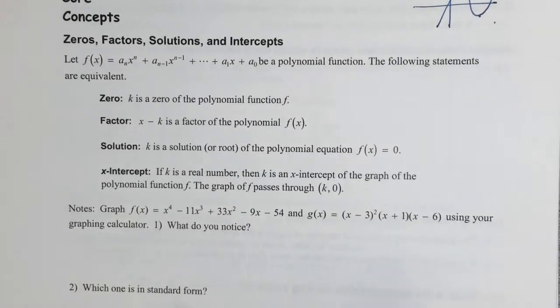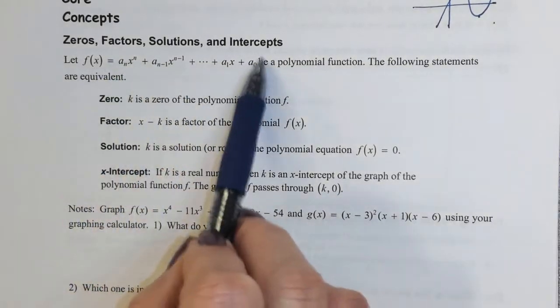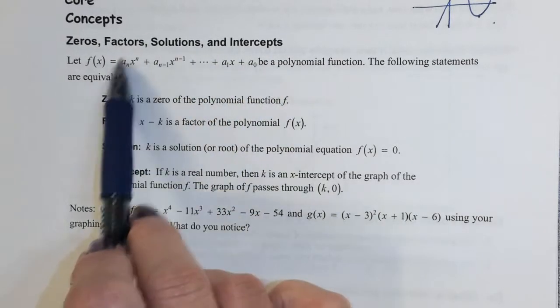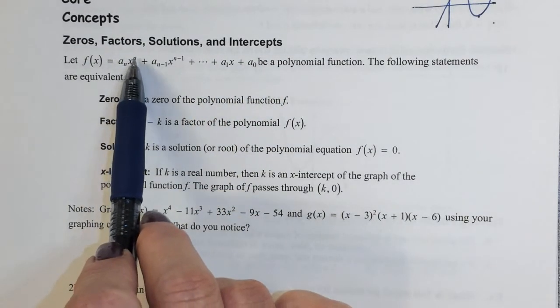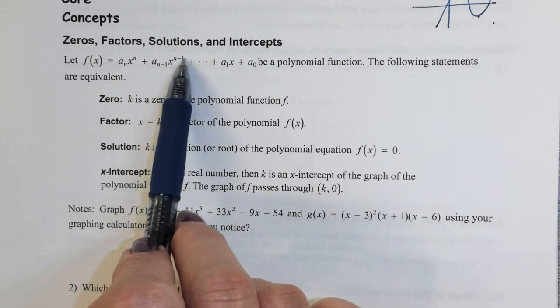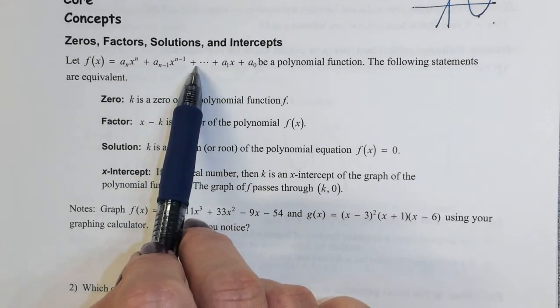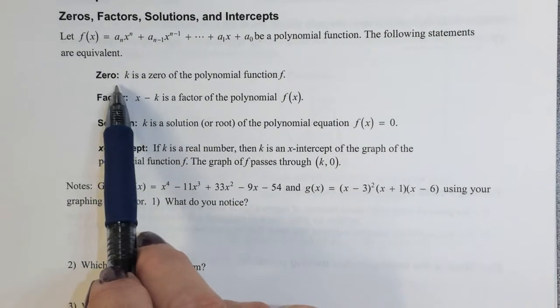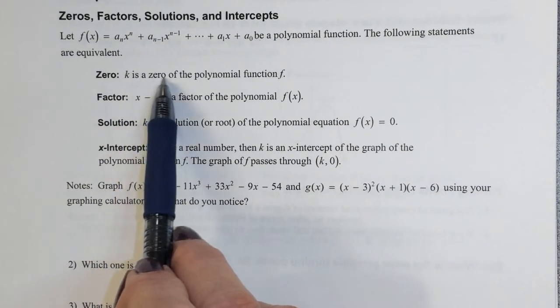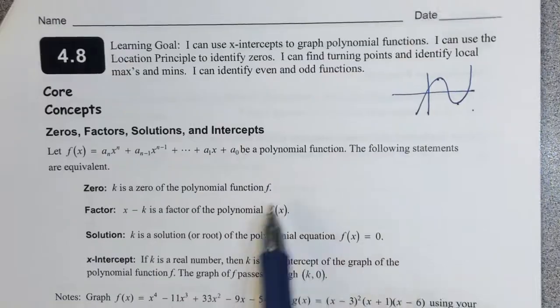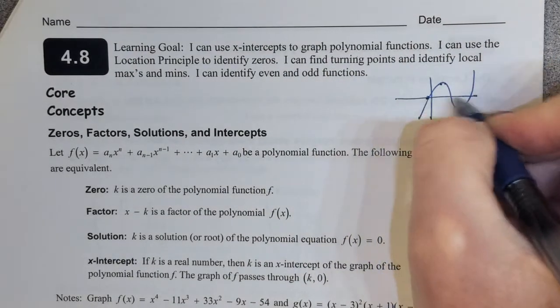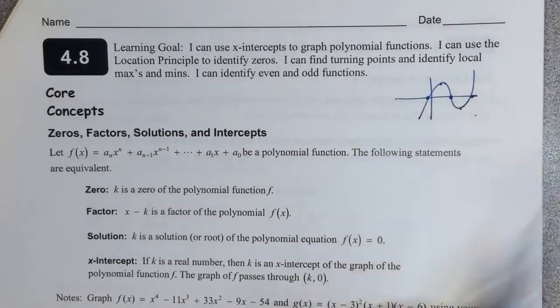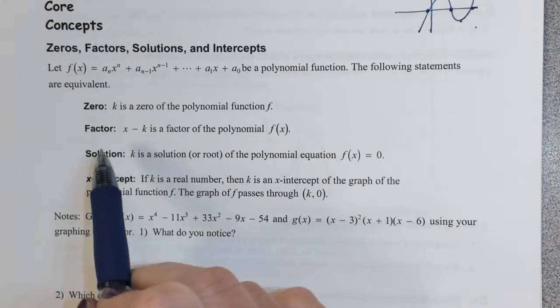All right. Let's look at some definitions here. If we have a polynomial function written in descending order, see how we've got x to the fourth, then 4 minus 1 is 3, then to the second, to the first, the constant. The following statements are equivalent. A zero is something we know about. It's like right here. This would be a 0. This would be a 0. This would be a 0. Those are the places where the function equals 0.